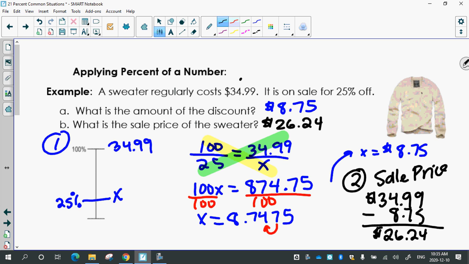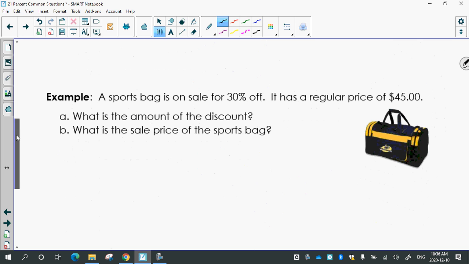So first we found the discount by setting up our proportion. We knew that we got $8.75 off. Then in order to find out the sale price, we subtracted. Does that make sense to everybody? Because when it's on sale, you're saving money, so you subtract. Okay, so the next question is the same type of question, and I'm just going to give you some time to try it.